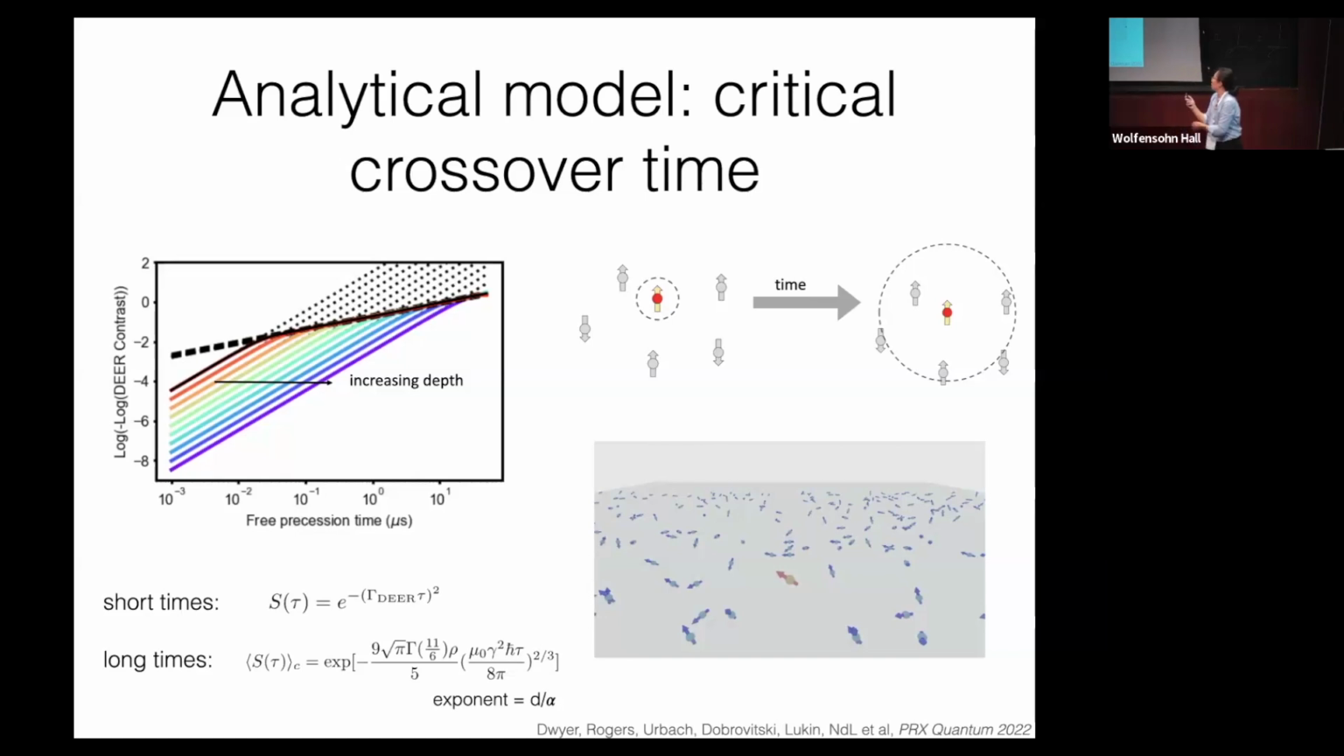There's a nice geometric picture, which is that at short times, you can think of the time as giving you some total volume where I could have strongly coupled to the first surface spin. And there's some short time where this volume, the sphere, has not intersected the surface yet. So everything looks like quasi-static noise. But once I hit the surface, I should start to see this area law scaling, and that gives me this n of 2/3.